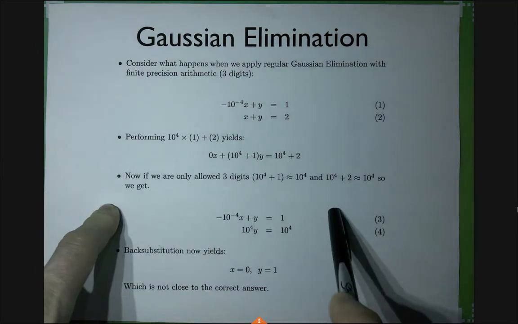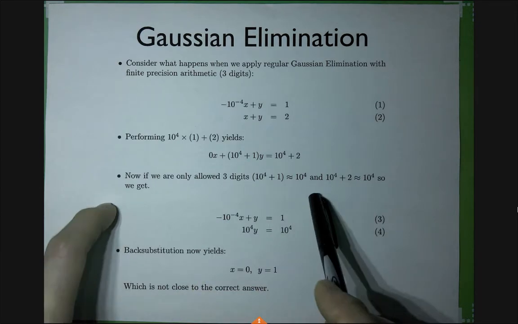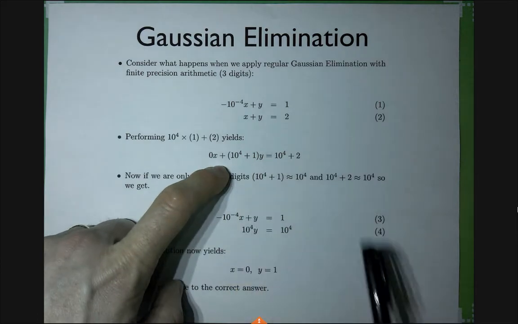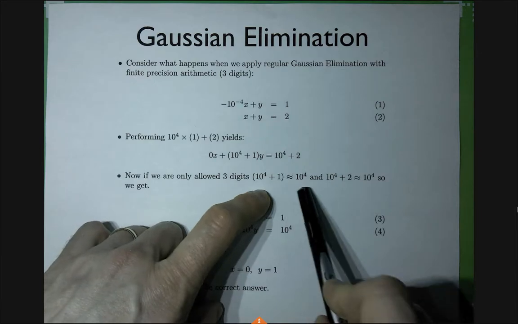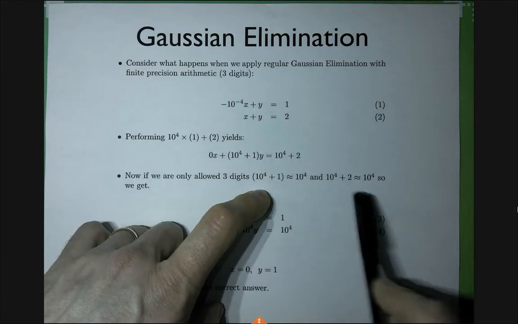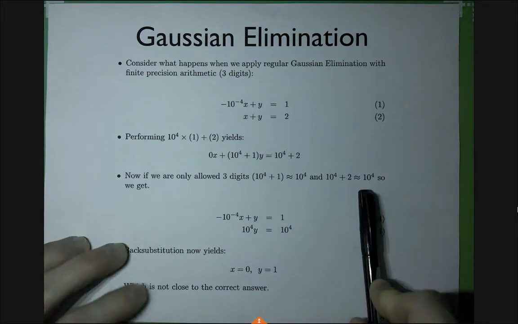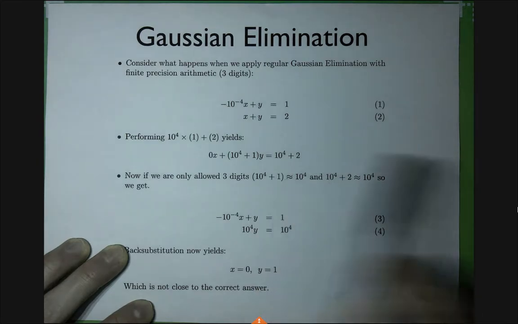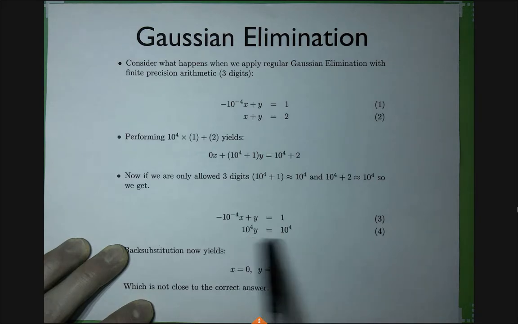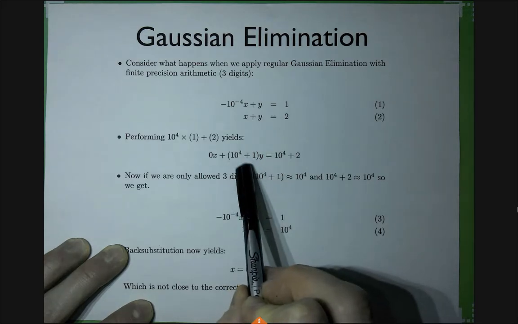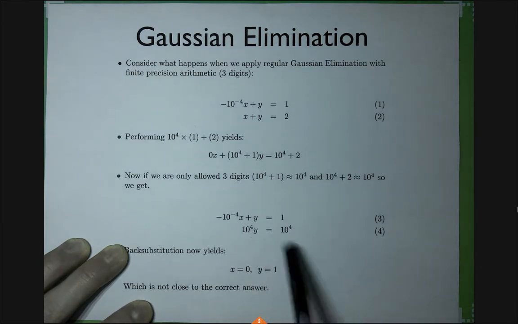So now the rounding kicks in, because I said we are only allowed 3 digits of accuracy, okay? So here I have 10,000 y plus 1, so that gets rounded to 10^4 y. And here I have 10^4 plus 2, so it gets rounded down to 10^4. All right? No big deal. We just made a small rounding error, right? And let's see what happens. So here, the last equation, that plus 1 and plus 2 disappeared in the process, and I ended up with 10^4 y = 10^4.